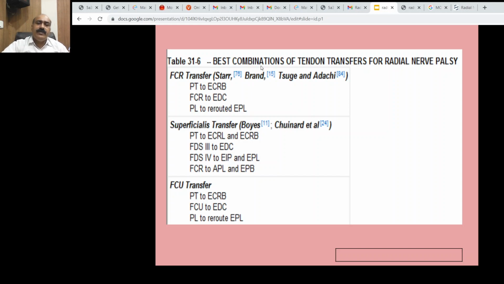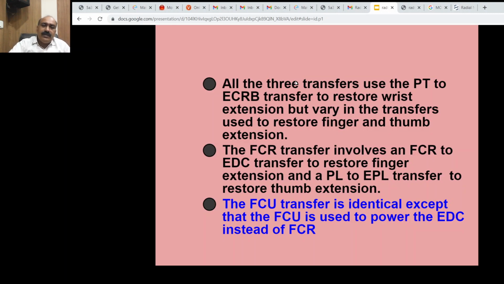The patient may have permanent damage to the nerve. Here, the remedy is tendon transfer. The best combinations of tendon transfer for radial nerve palsy are the FCR transfer, flexor digitorum superficialis, or FDS, transfer, or the FCU transfer. All three transfers use the pronator teres to ECRB transfer to restore wrist extension, but vary in the transfers used to restore finger and thumb extension.